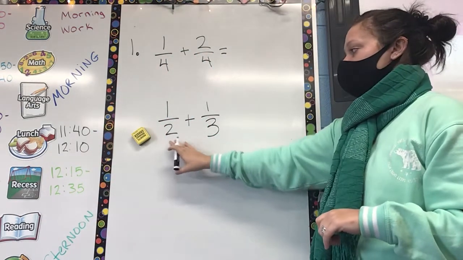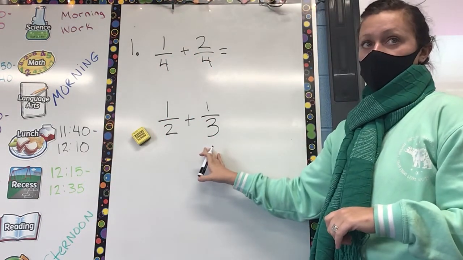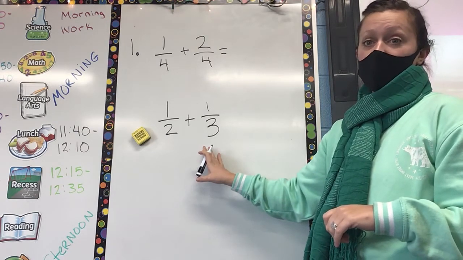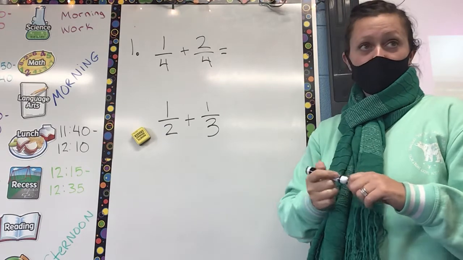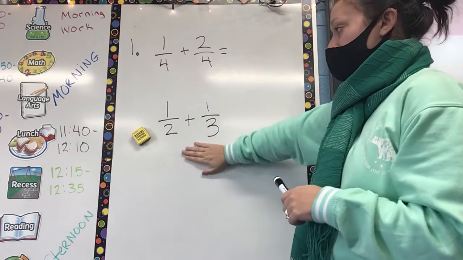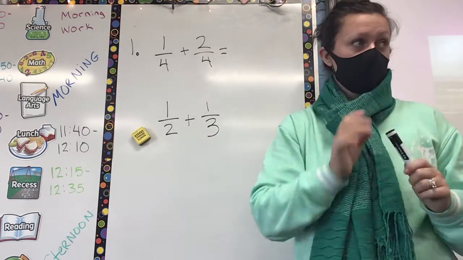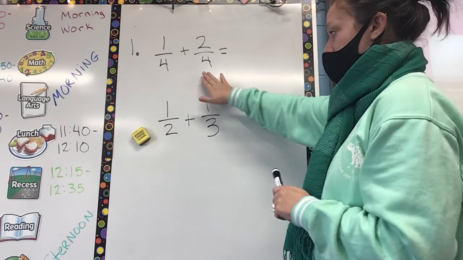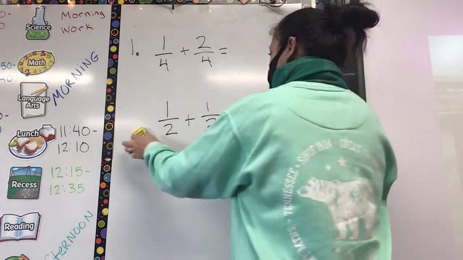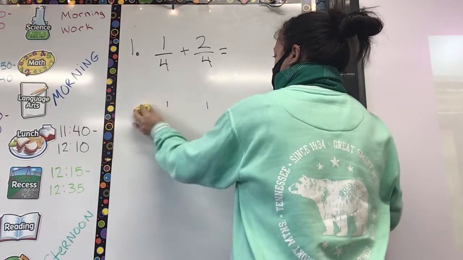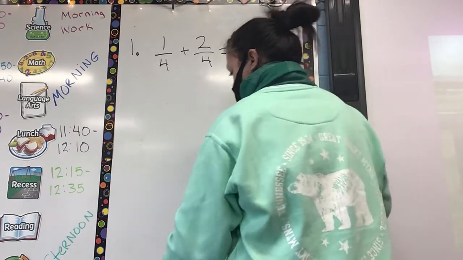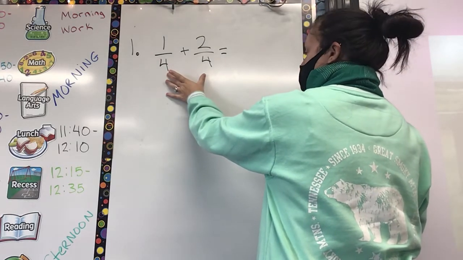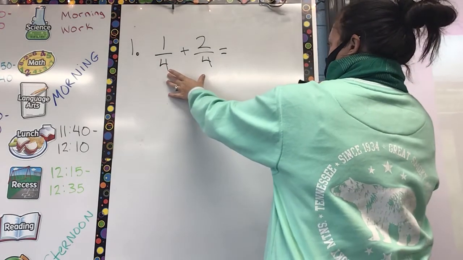Tomorrow though, we're going to start looking at fractions, for example, like these. Do these fractions have like denominators? No. So tomorrow, we're going to work on finding our LCMs and using that process that we learned to help us make these have like denominators. But for today, they're already going to have like denominators. Now, when I'm adding fractions, our first step is that we look at our denominators. Are we good? Yes. We're good.